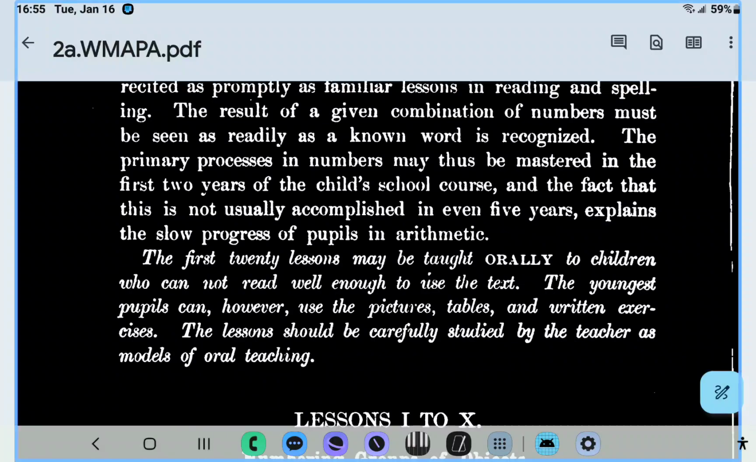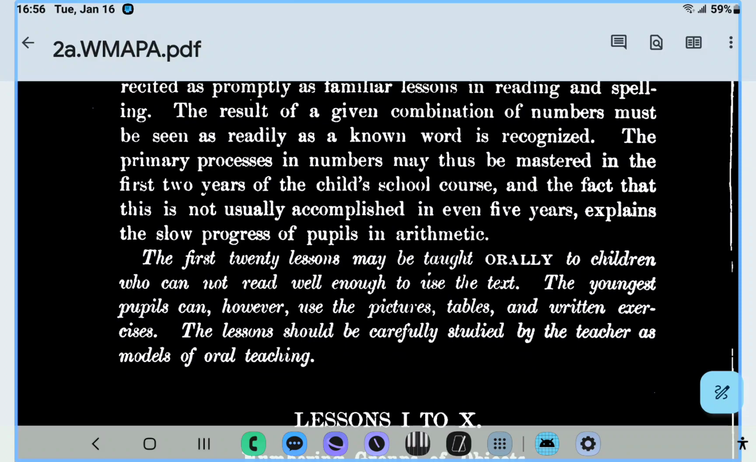Manual of Arithmetic. A great number and variety of progressive exercises are provided, which may be mastered by children at an early age. To this end, the drills must be thorough, each step being repeated by the pupil until it can be taken without hesitation. No lesson is properly mastered until it can be recited as promptly as familiar lessons in reading and spelling. The result of a given combination of numbers must be seen as readily as a known word is recognized.